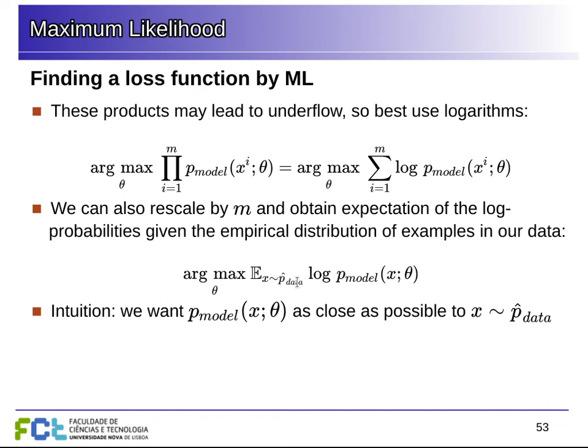And intuitively, we can see that what this turns out to be is we want our model to give us a probability distribution that is as close as possible to the probability distribution we are getting from the data.